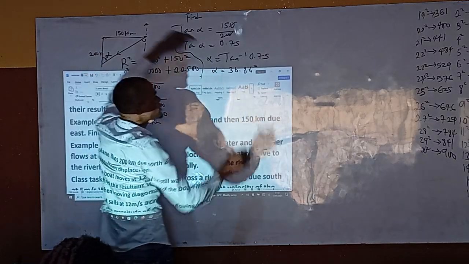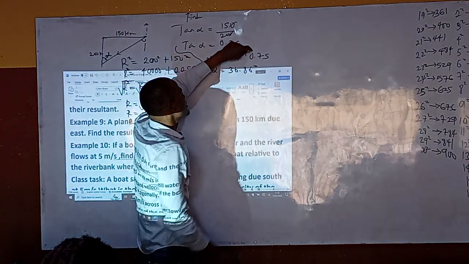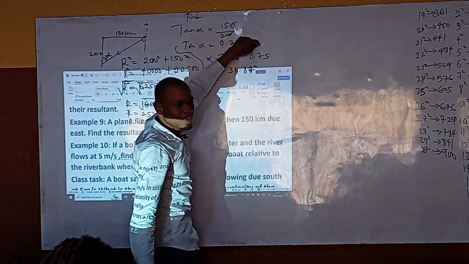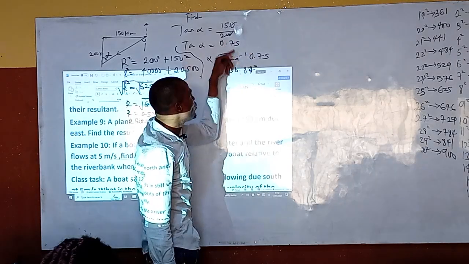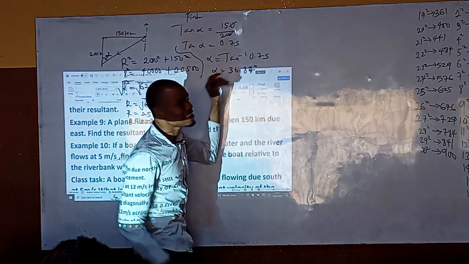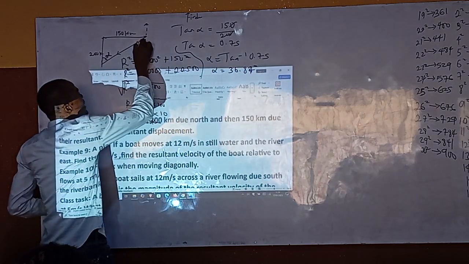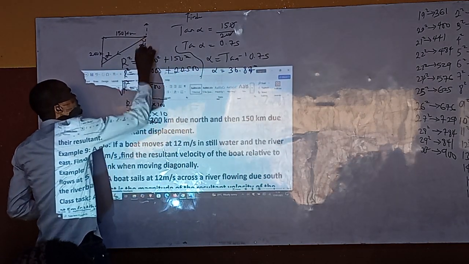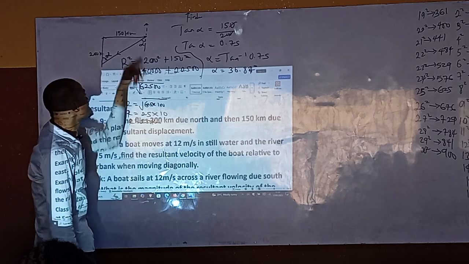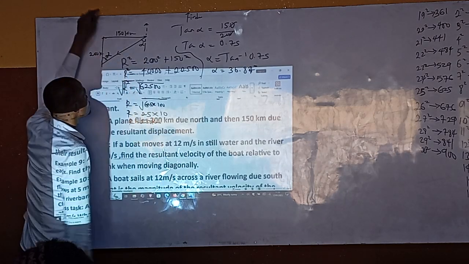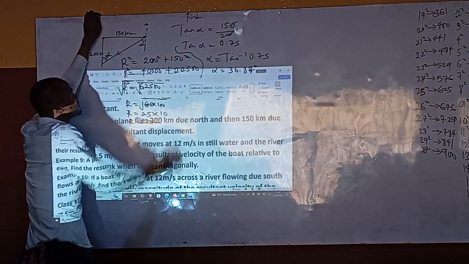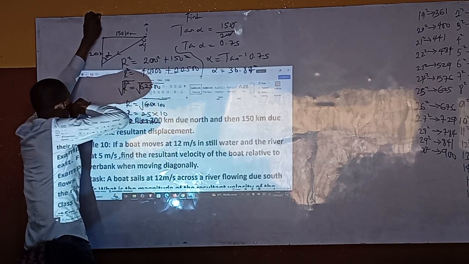This 0.75 is very common in JAMB. So what you say after 0.75 is what? 36.8 or 36.9. Now, if it is the Baker's method, the Baker can't use this method. We can't use this method to get this angle. Now, what are you going to do, Baker?